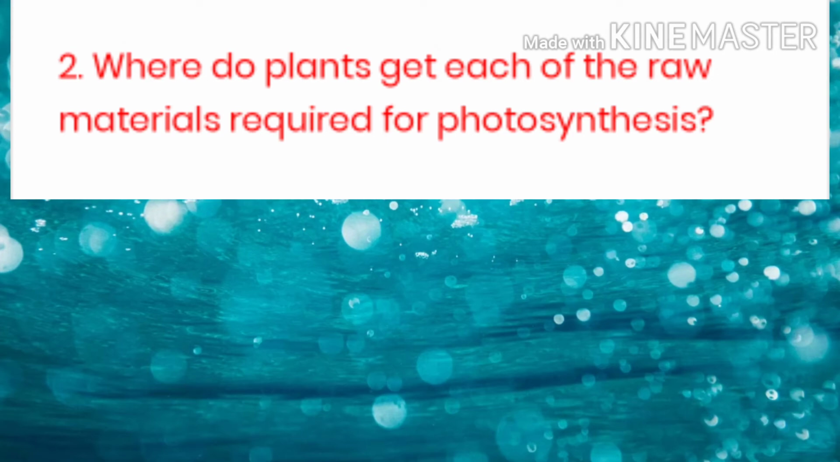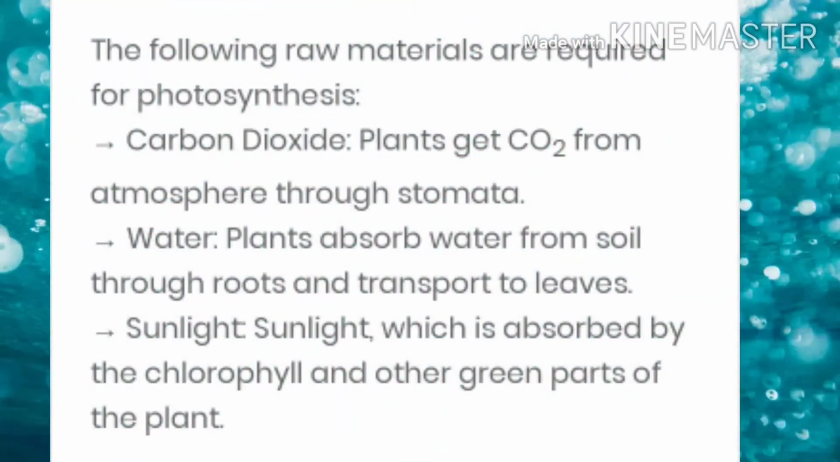Where do plants get each of the raw materials required for photosynthesis? That is, how are plants getting their raw materials for the process of photosynthesis? So let us discuss where they are getting their raw materials. Following are the raw materials that are required for photosynthesis in plants. That is carbon dioxide. The plants get the carbon dioxide from the atmosphere through their stomata. As you know, stomata are small pore-like structures present on their leaves.